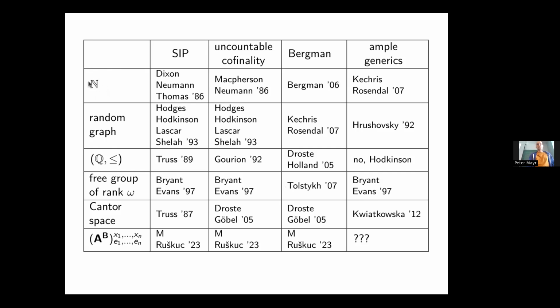I may just mention, if you take just a countable set N, the automorphism group is the symmetric group, right? And people in the 80s showed small index and uncountable cofinality for the symmetric group on the countably infinite set. Then in 2006, Bergman's paper appeared where he showed the Bergman property for the symmetric group. And soon afterwards, Kechris and Rosendal developed their notion of ample generics, building on some work by Hodges and Lascar and Gillard from the 90s, and showed those connections between these properties.